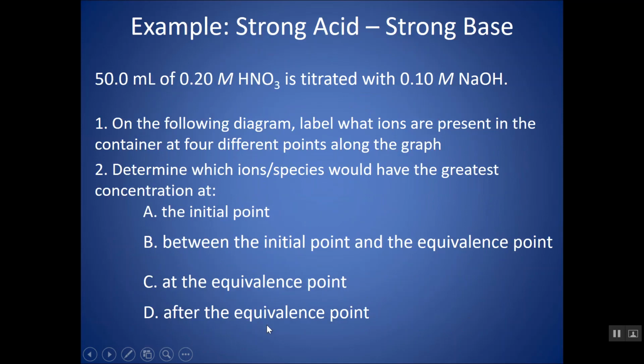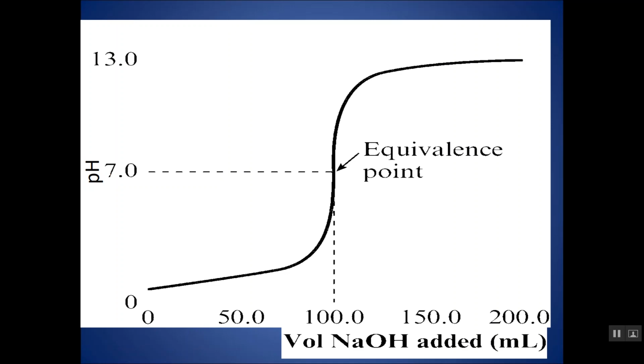Okay, let's also get another practice in aside from doing just calculations. Let's get in some conceptual practice, looking at a titration curve, being able to figure out what kind of ions are present at different points along the curve. So take a moment on the next curve. I want you to do a couple things. For the following diagram, label what ions are present at the 4 different points along the graph. And then determine which ions or species would have the greatest concentration at these 4 points: at the initial, between initial and equivalence, at the equivalence, and after the equivalence. So take a moment to do that, pause the video, and then check your work.